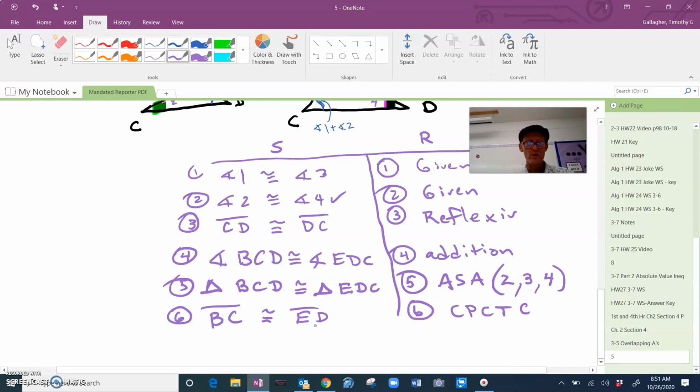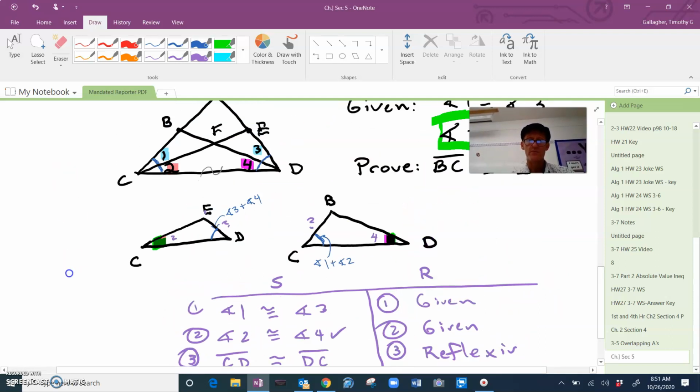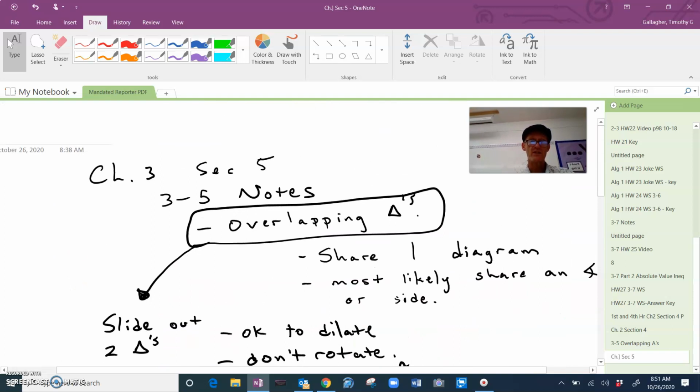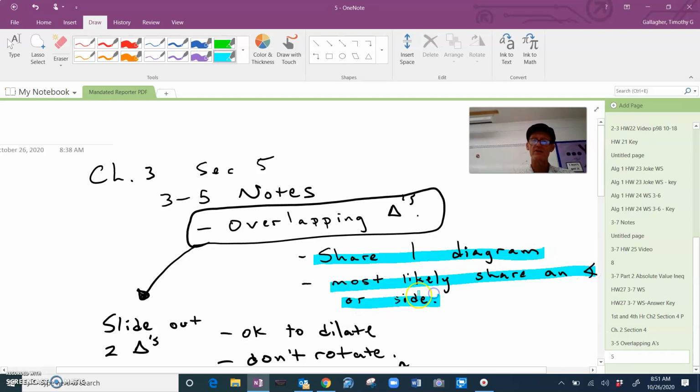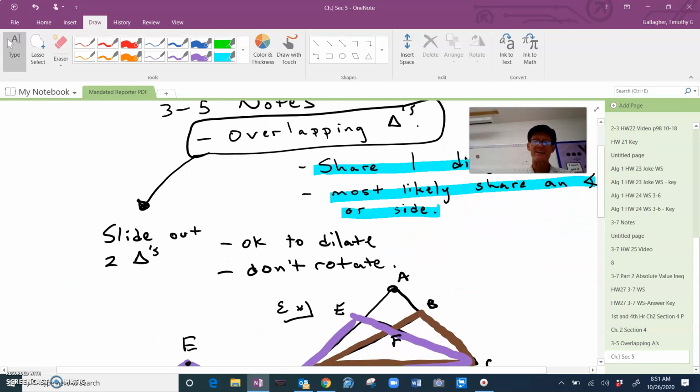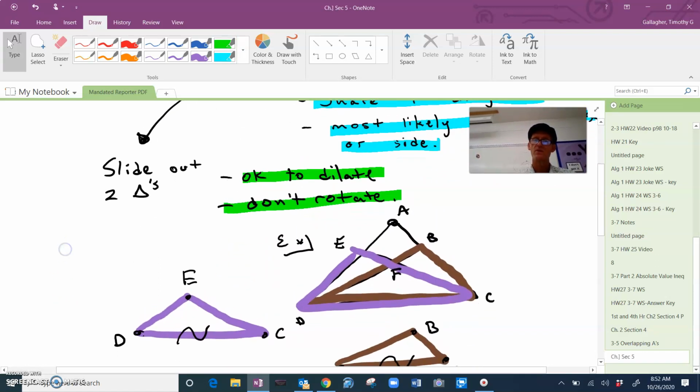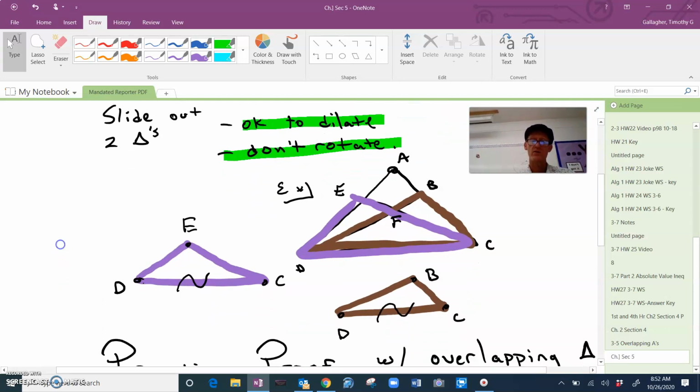Now let's review the section and the proof. So in this section 3.5 we have overlapping triangles. Overlapping triangles share one diagram, most likely share an angle or a side, which is the reflexive side. I always suggest to students to slide the triangles out. It's okay to dilate the triangles, but don't rotate them. So for example, see the two triangles here. We slide them out.